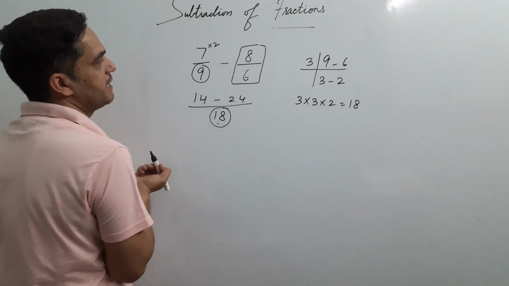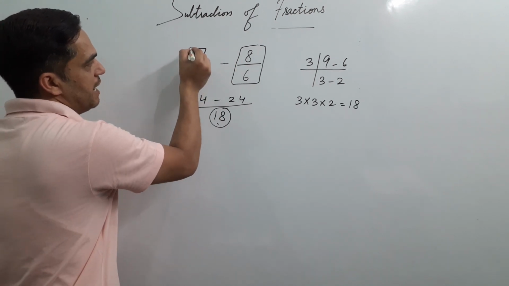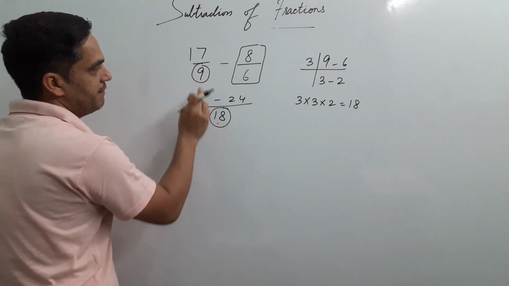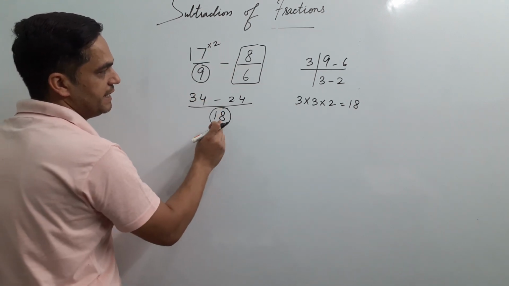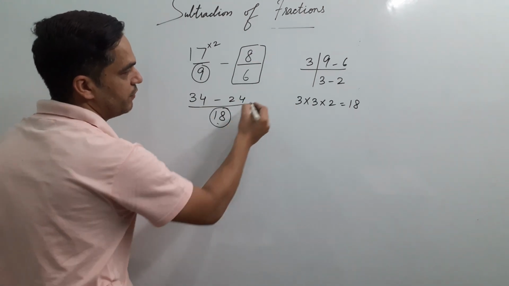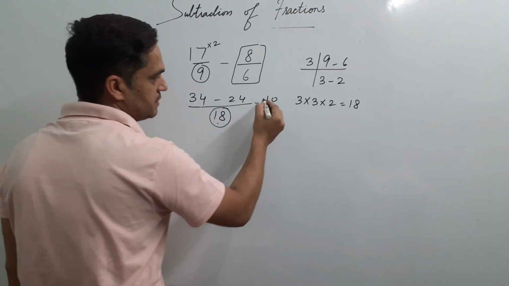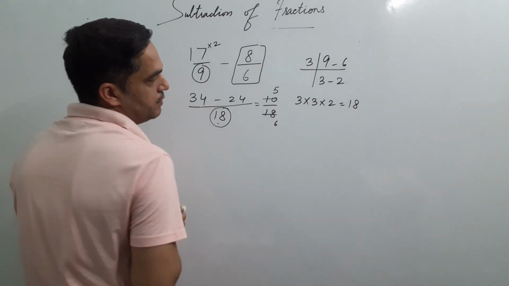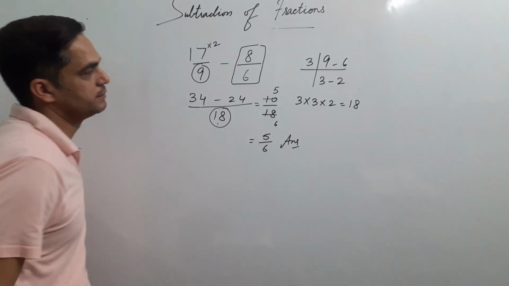So we can take one more example. I am converting this 7 as 17 so that this fraction should become greater. 18 divided by 9, 2. 2 into 17 will become 34. 18 divided by 6, 3. 3 into 8, 24. So 34 minus 24 will give you 10 by 18. Now these numerator and denominator are divisible by 2. 5 by 6 is your answer.